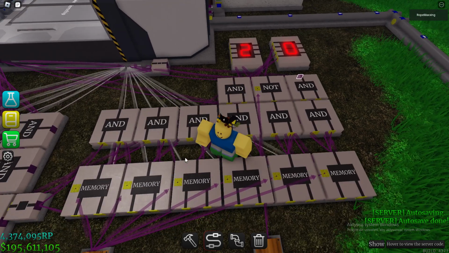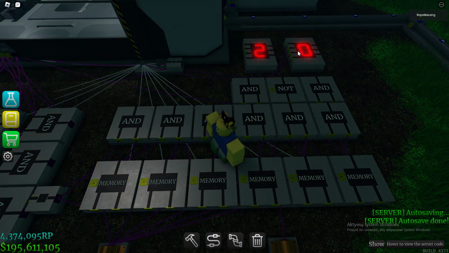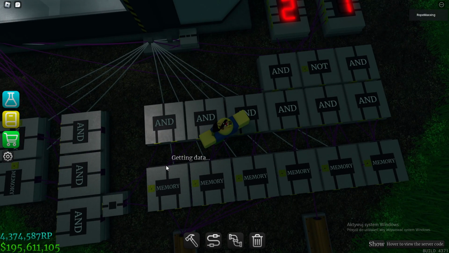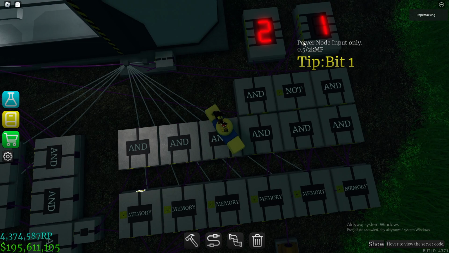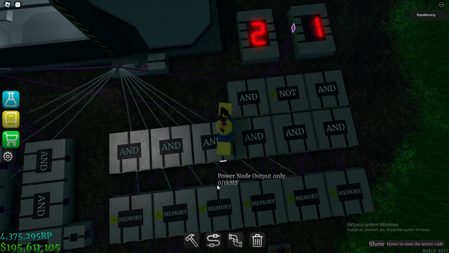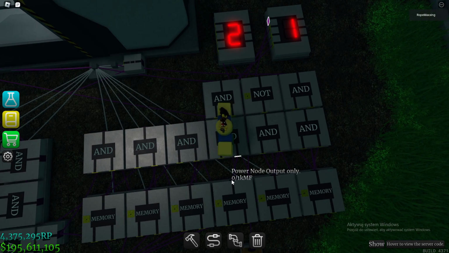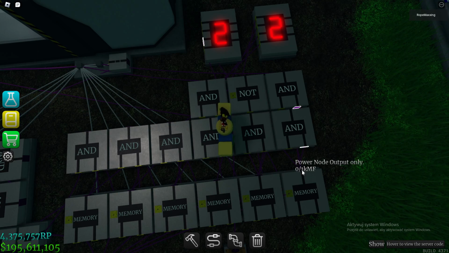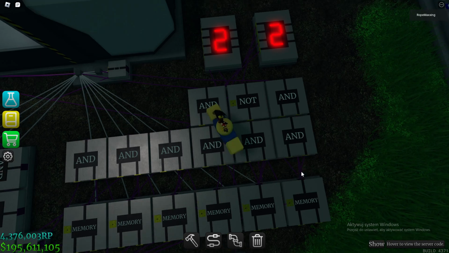Oh yeah, and also if you wanted to do the 7 segment display, just go, this memory goes into the first bit of the 7 segment display on the right. This goes into the second bit of the 7 segment display on the right. This goes into the third, this goes into the fourth, and this goes into the first bit of the left 7 segment display, and this goes into the second bit of the left 7 segment display.